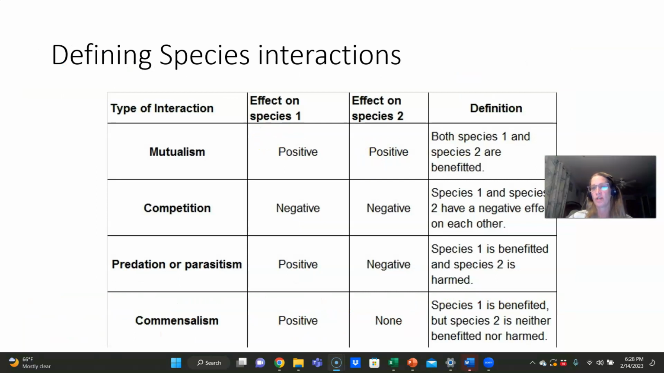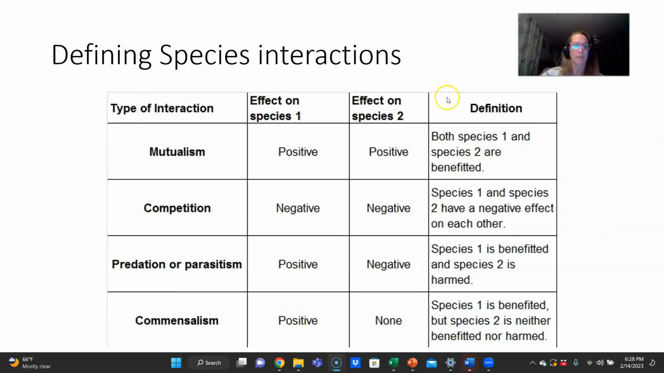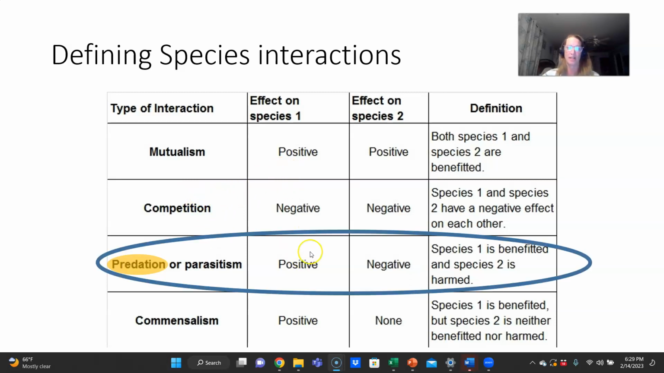So this is the same chart that I showed you in the last video. Like I said before, in the last video, we spent most of the time talking about competition, and now we're going to focus on predation. So predation, remember, is when you have a positive effect on one species, the predator, and a negative effect on the second species, the prey.